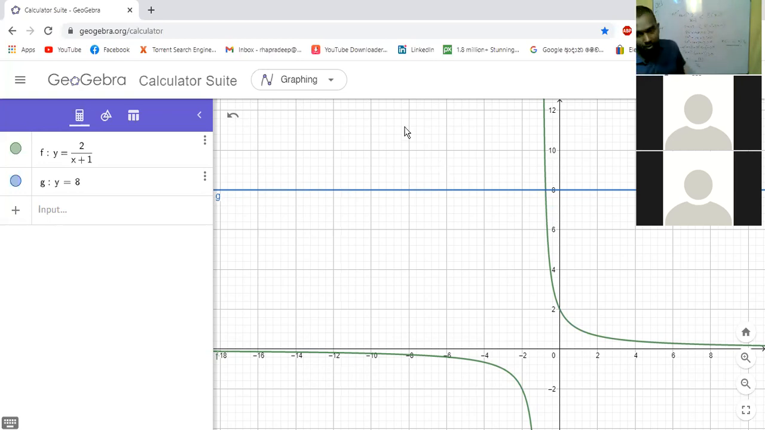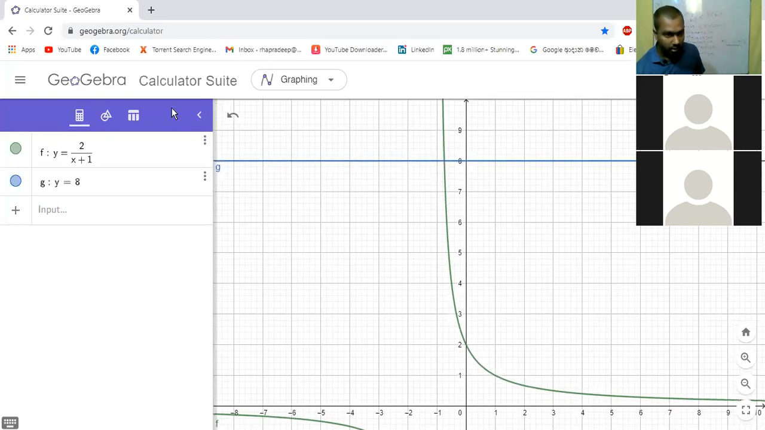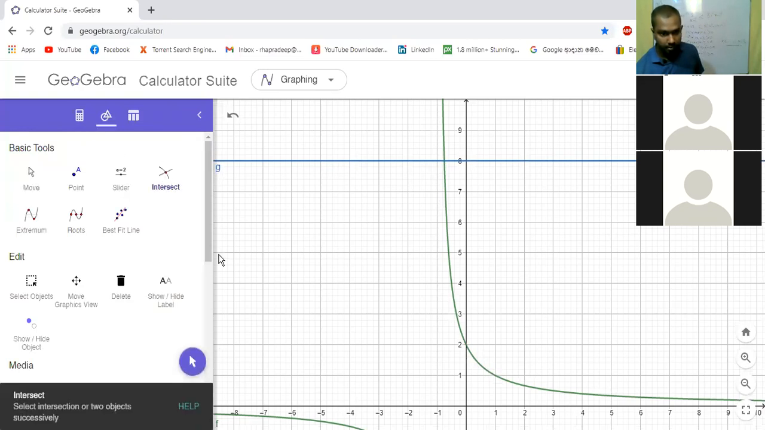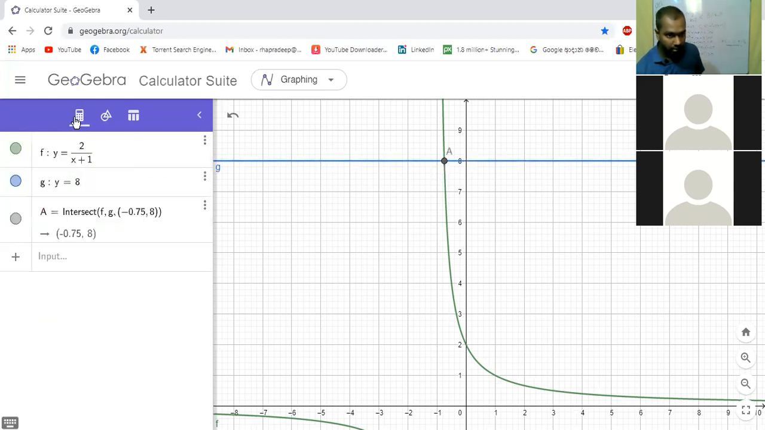So what is this point? Think about it. You can take the intersect. Yeah, here we can see it. What is this point? Minus 0.75. This is okay. We can see this point.